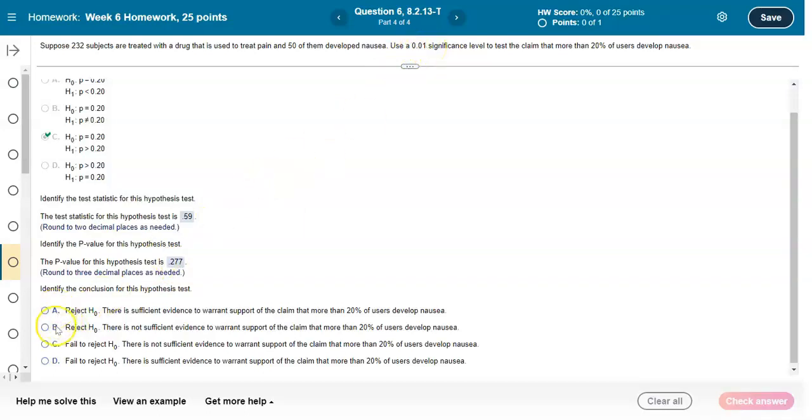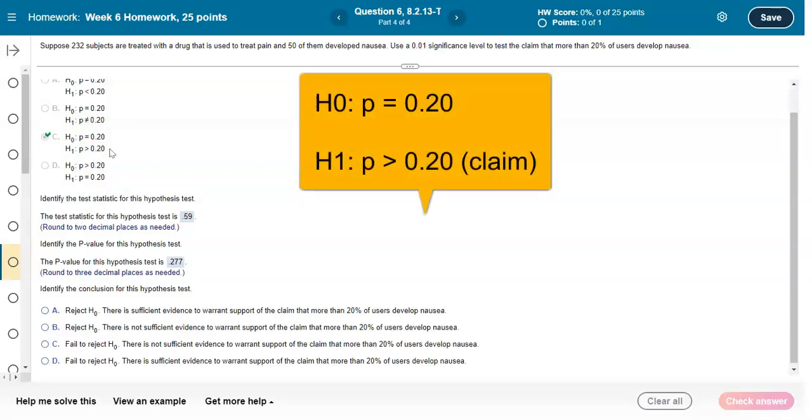So I already know that A and B are not going to be the answer because those both say to reject H0. So it has to be either C or D. Now let's go one step further. Going back to what our original claim was, these were the statements we set up for our null and alternative hypothesis. The null hypothesis said that the proportion, meaning the proportion of people who developed nausea when taking this drug, was equal to 20% or 0.2. And the alternative hypothesis said that the proportion was actually greater than 0.2.